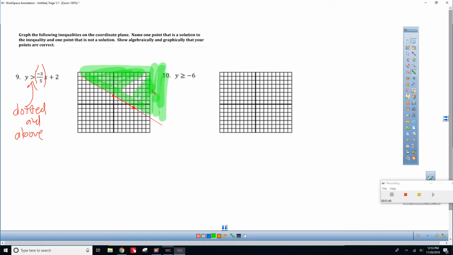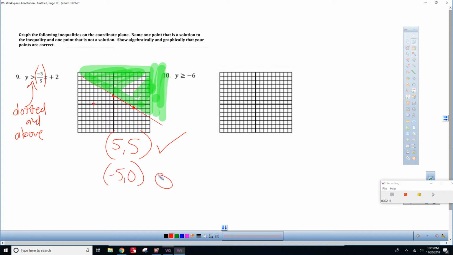Okay, so the directions also ask us to name a point that is a solution to the inequality. How about the point (5, 5)? That works. Let's put it in and make sure. If you put in a 5 for x, you get a negative 1. And 5 for y, 5 is bigger than negative 1, so that works. How about a point that doesn't work? How about that one? That one doesn't work, okay?